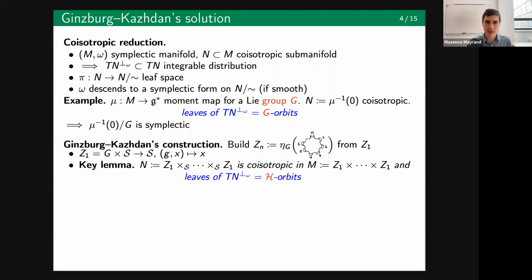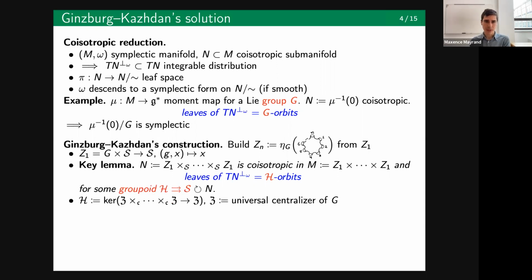And moreover, the leaves of the null foliation in this case are not orbits of a group, but of a certain groupoid H, which is more precisely defined using the universal centralizer of G. So that's a groupoid whose source and target maps are equal. It's a group scheme over S, whose fibers are centralizers of these limits. Then if you take the quotient by this groupoid action, you get something symplectic.